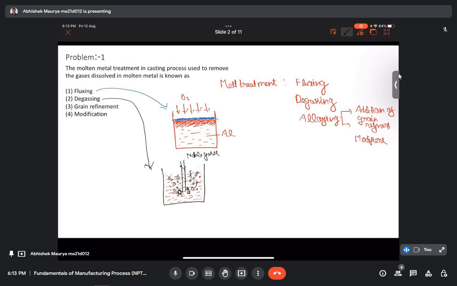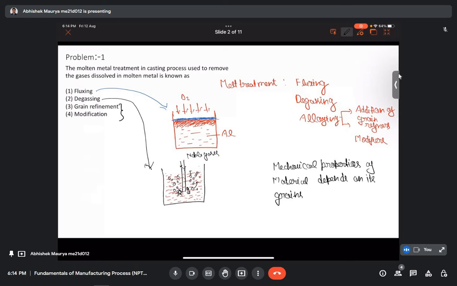And grain refinement and modification. Basically, we add some components inside the molten material in order to enhance their mechanical properties. And we know mechanical properties of a material depend on its grains. So if we can control the shape and size of the grains, then we can control the mechanical properties.